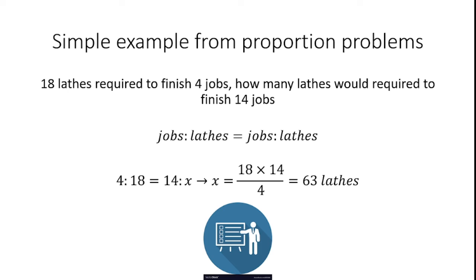Likewise, I may utilize the statement. Here 4 jobs require 18 lathes, so I represent 4 is to 18. Then my question is, for 14 jobs, how many lathes are required? So on the right hand side, 14 is to x. Okay, from this I can identify the fourth term, which is 18 into 14 divided by 4. From this I got 63 lathes. So if I want to finish 14 jobs, I require 63 lathes. Likewise, we may conduct resource planning with ratio and proportion calculations.